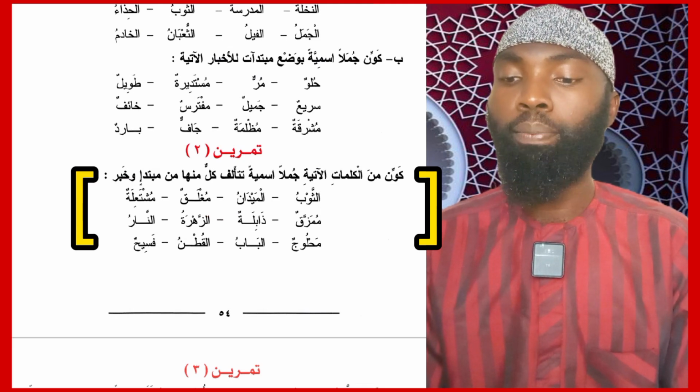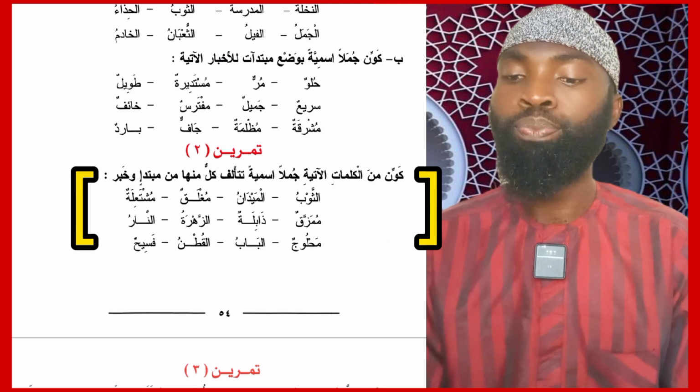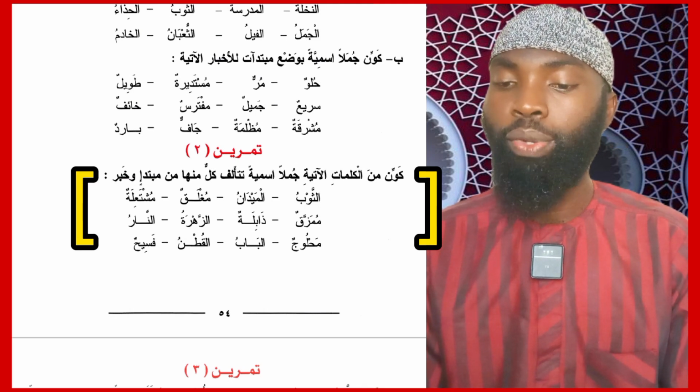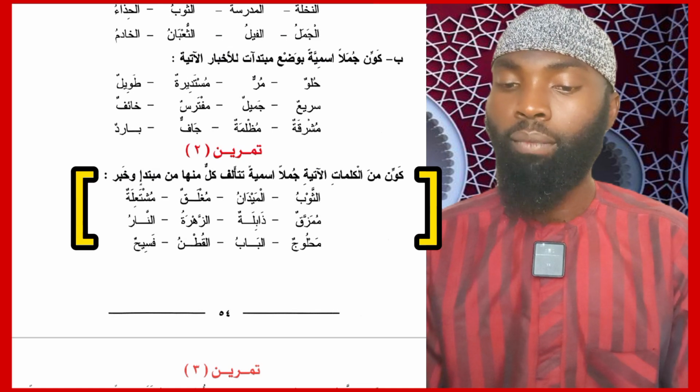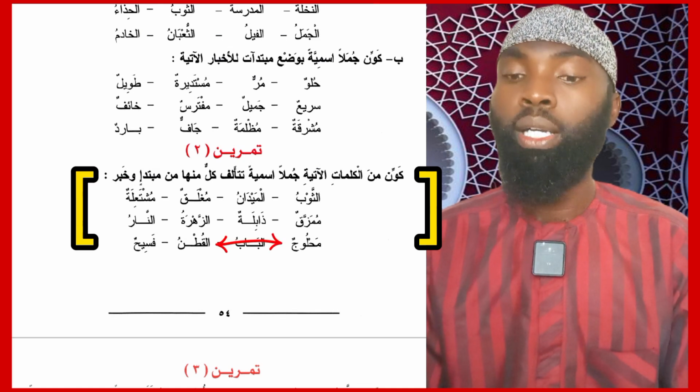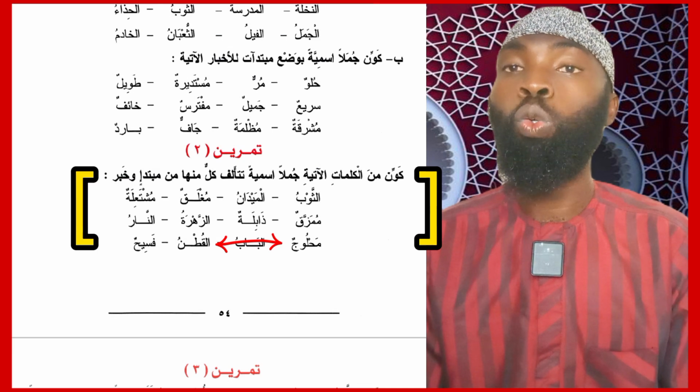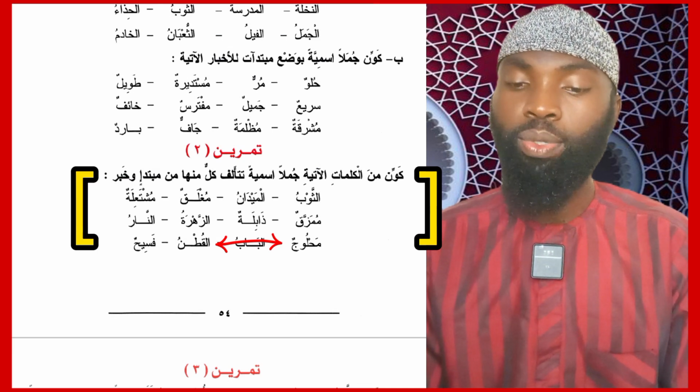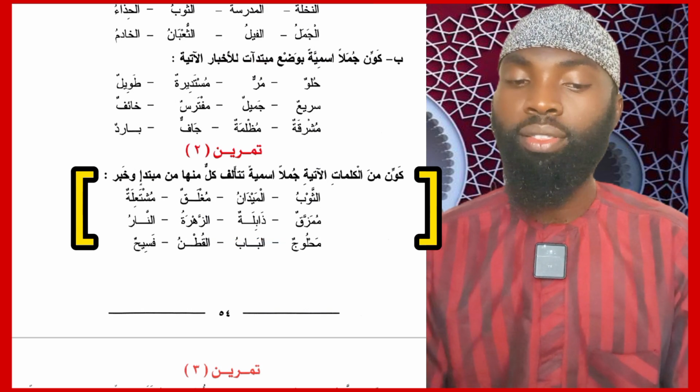Then next we have an-naru mahlujun. So we can say al-qutnu mahlujun. The cotton is what? Ginad. That's all for Tamrinu Thani.